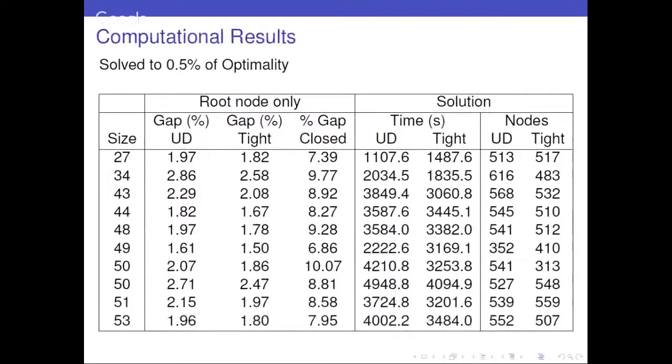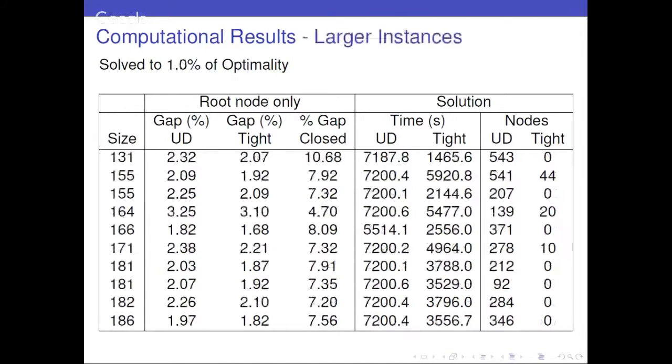These are the gaps with respect to the final solution at 0.5% optimality. So once we've solved the problem, we go back and ask how good the original relaxation was, how good the tight one was, and how much we improved at that point. And then in the second one, it's running times and the number of nodes in the branching tree. When we increase here, we get much smaller trees, of course with 1% instead of 0.5%.